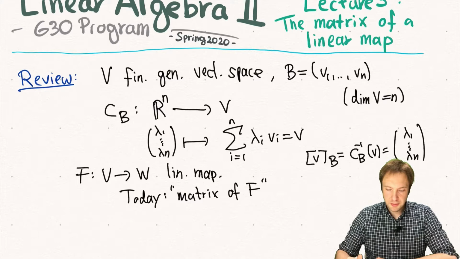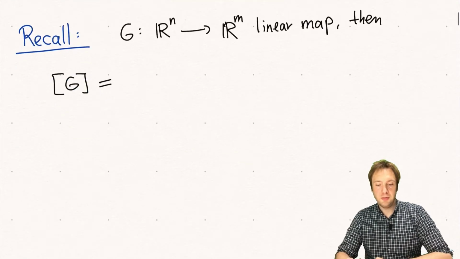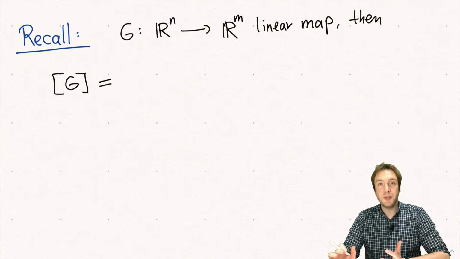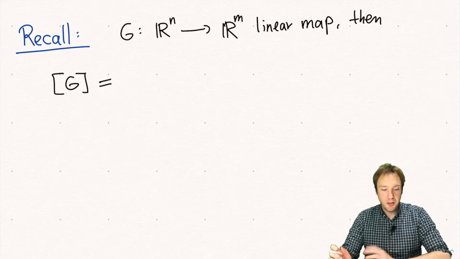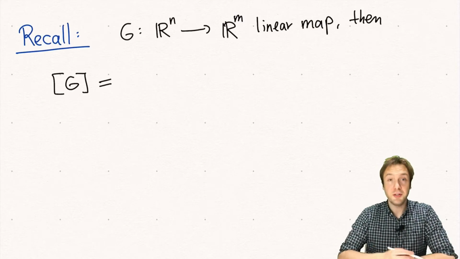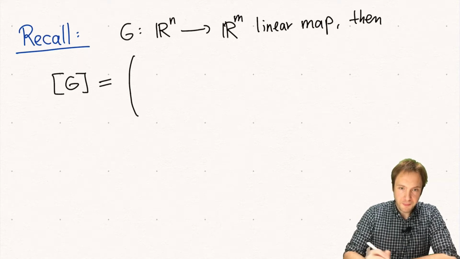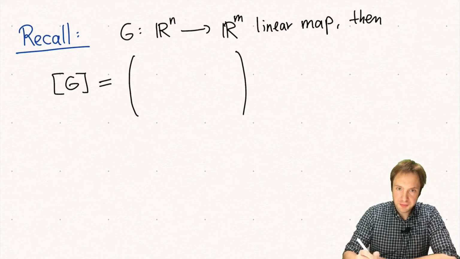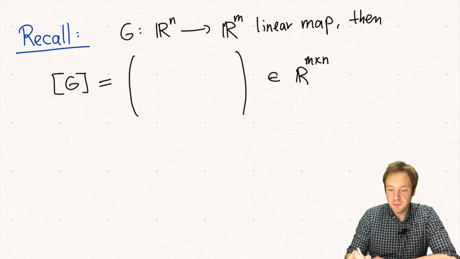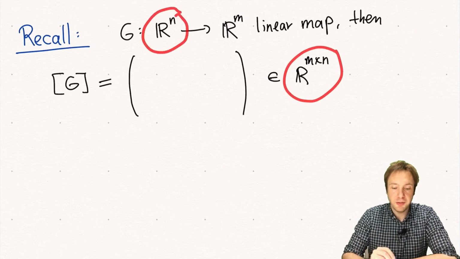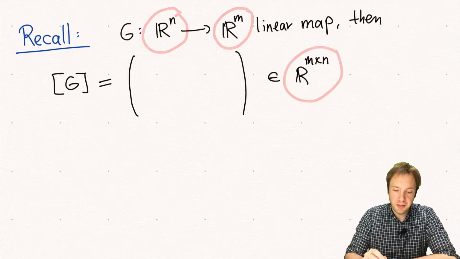But first let us recall, if we have a linear map G between R^n and R^m, what was the matrix of this linear map? This was an m times n matrix, so I was able to multiply this matrix with a vector in R^n and get a vector in R^m.